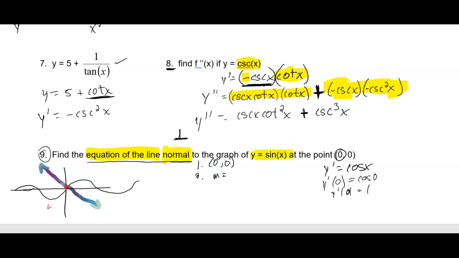is 1. So here's just where you need to be careful. This is the slope of the tangent line. So if that was the question, that's the slope that we would use right here. We would go ahead and put that positive 1 right there because that's the slope of our tangent line.